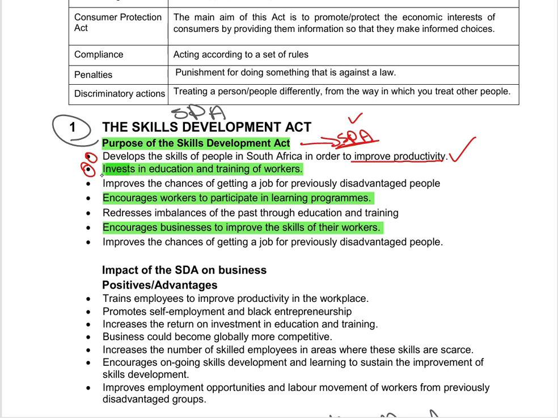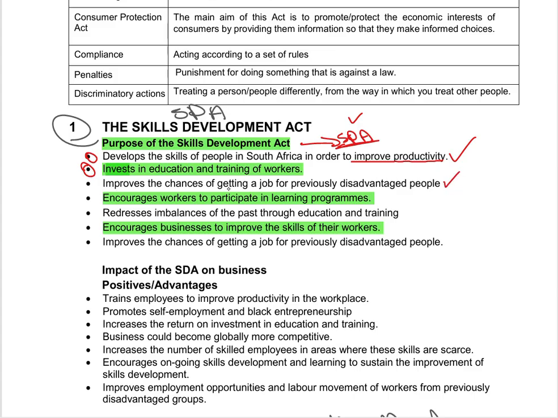So the second one, we can choose invest in education and training workers. Number three, it encourages workers to participate in learning programs. So they will know that I'm lacking this skill. I don't have experience on this, but I would love to earn this skill. So they will get encouraged and say, no, man, let me just go for this. So in that time, they are improving what? Their productiveness. You can even take this one.